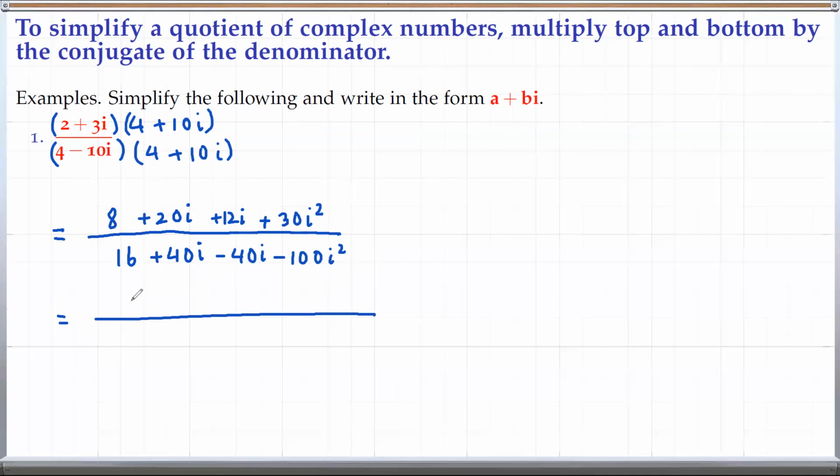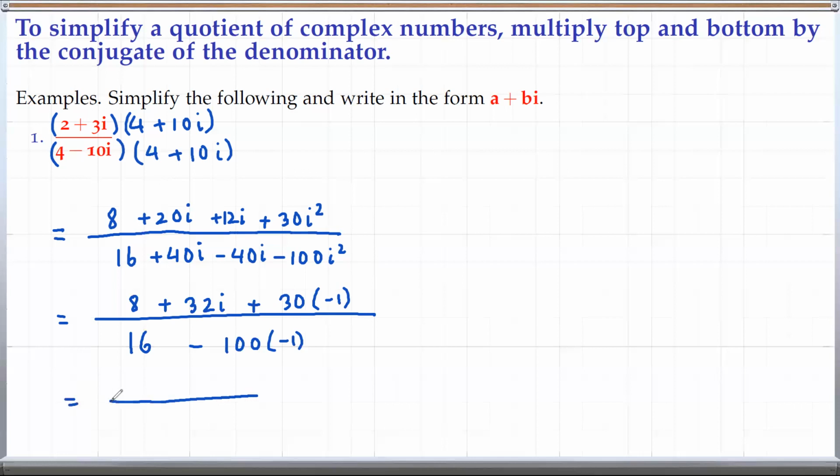So on the top we have 8. 20 plus 12 is 32i. 20i plus 12i is 32i. Plus 30 times i squared is negative 1. In the denominator, we have 16. 40i minus 40i, that goes away. And we are left with negative 100 times negative 1. i squared is negative 1.